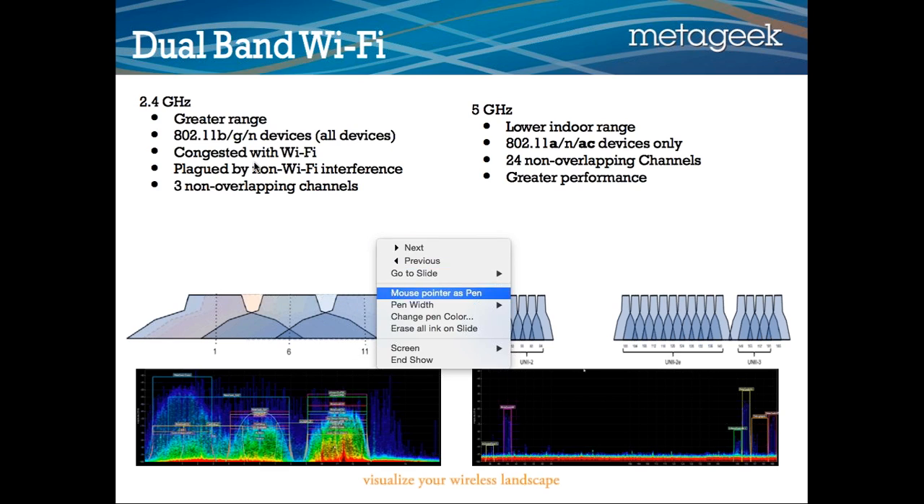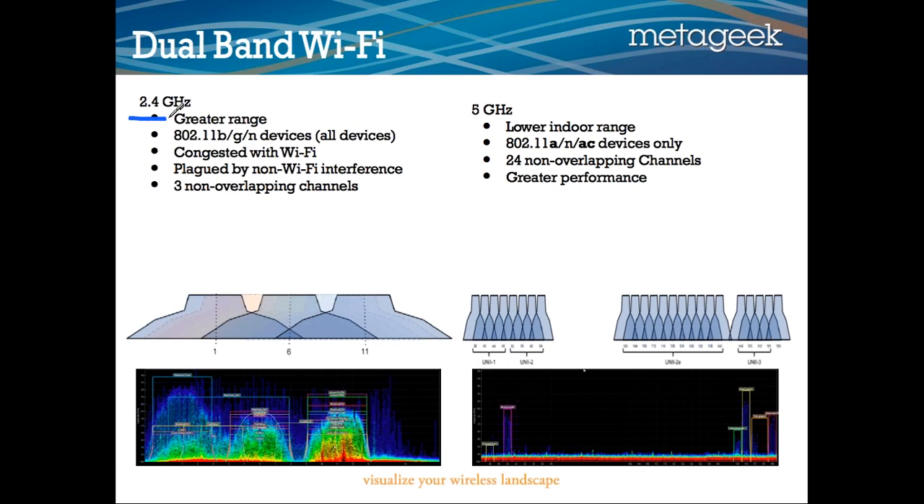The 2.4 gigahertz band, first off, has a greater range than the 5 gigahertz band. That's because the 2.4 gigahertz wavelength is longer than the 5 gigahertz wavelength. The 5 gigahertz wavelength is shorter, so it just doesn't go through things nearly as well. It attenuates more. So with the 5 gigahertz band, we're going to see a lower indoor range. It's just not going to travel as far indoors.